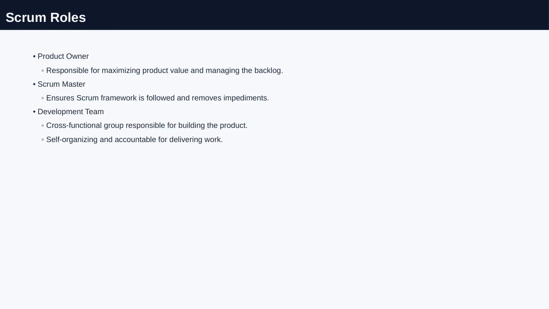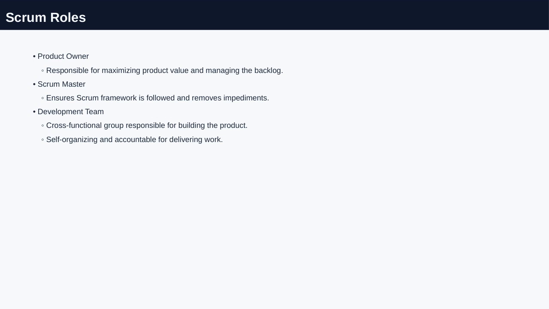In Scrum, there are three key roles that work together to deliver value. The product owner focuses on maximizing the product's value by managing and prioritizing the backlog, making sure the team is always working on the most important items. The Scrum Master supports the team by ensuring everyone follows the Scrum framework correctly, and they help remove any obstacles that might slow down progress.